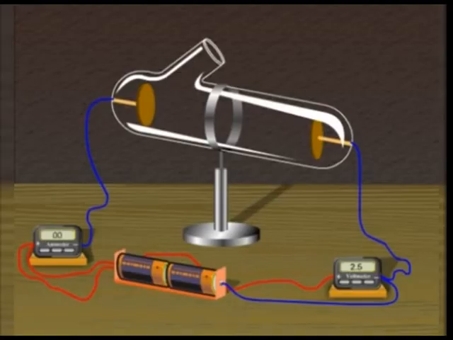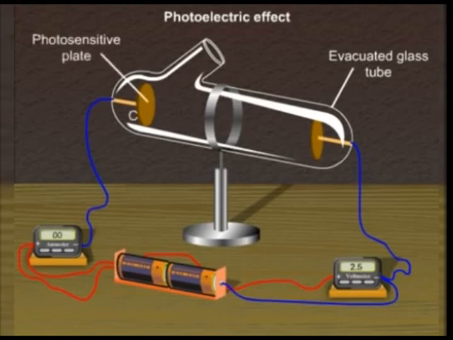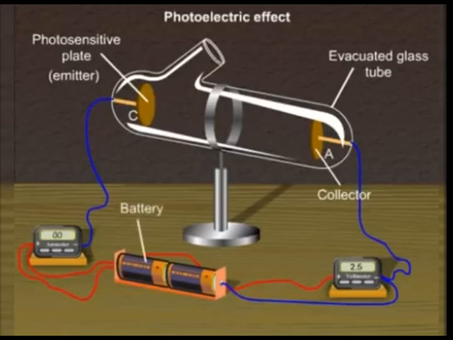Consider this setup on the screen. This can be used for experimental studies of photoelectric effect. It has an evacuated glass tube or a quartz tube having a photosensitive plate labeled as C. This is known as the emitter. Another metal plate A is known as the collector. Now the emitter and the collector are attached to a battery that maintains the potential difference between the plates.